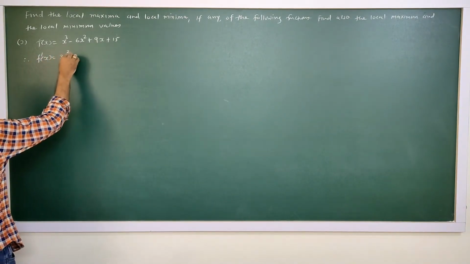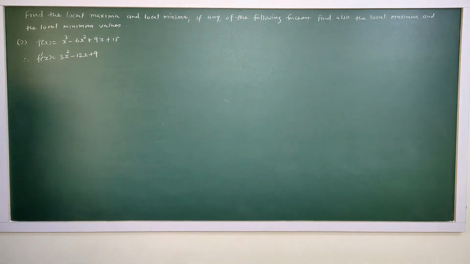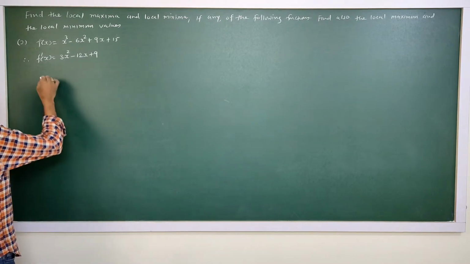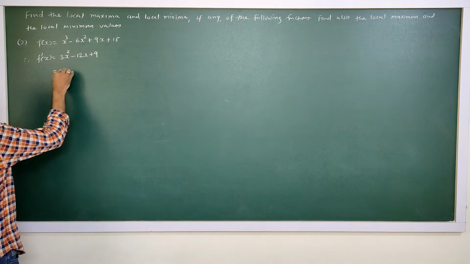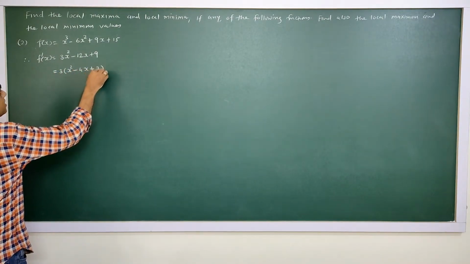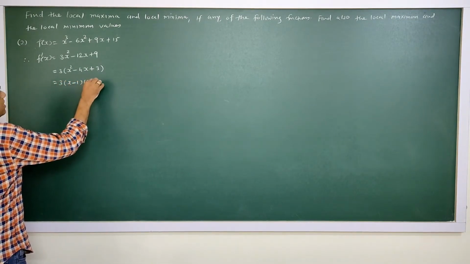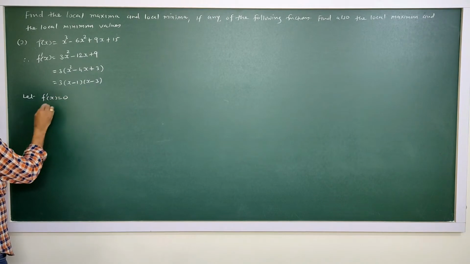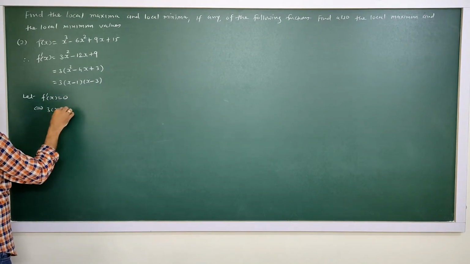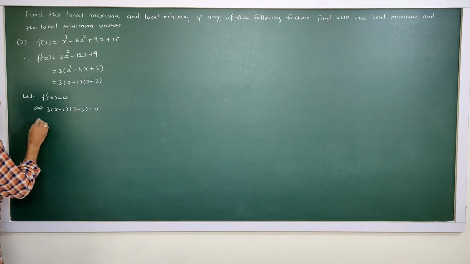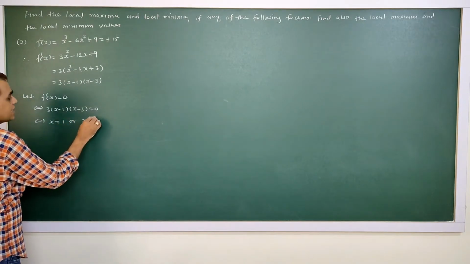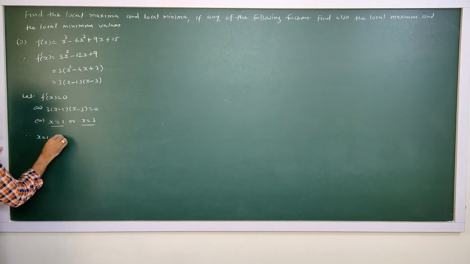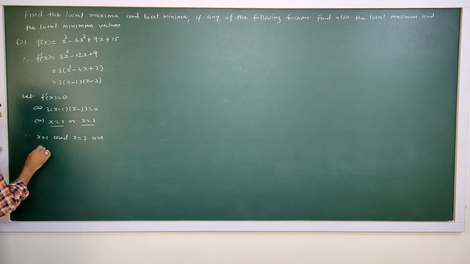So first of all, f dash x is 3x square minus 12x plus 9. Now we find factors to get values of x at which f dash x is 0. We get the factors 3 into x square minus 4x plus 3, so 3 into x minus 1 into x minus 3. Now look here, f dash x is 0 if and only if 3 into x minus 1, x minus 3 is 0, that is, if and only if x equal to 1 or x equal to 3. So these are two critical points. Therefore, x equal to 1 and x equal to 3 are critical points.